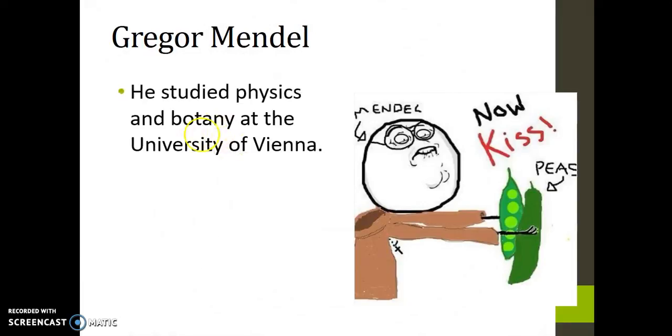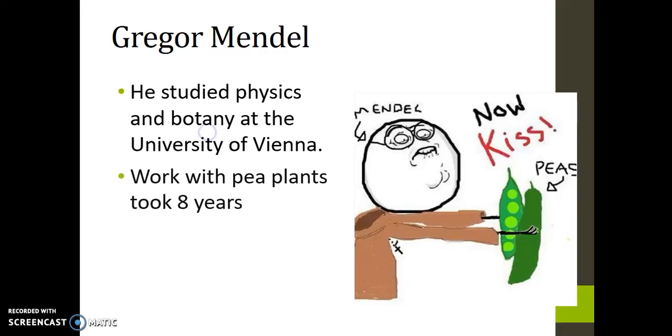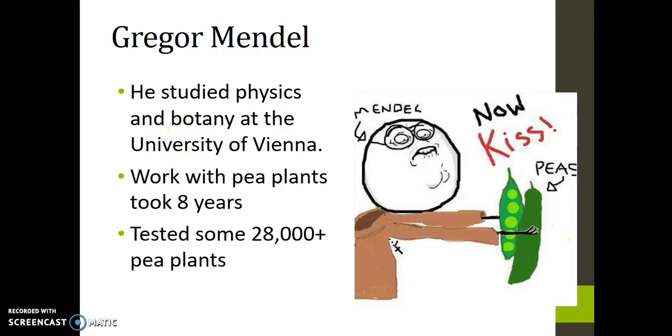So he actually studied physics and botany at the University of Vienna, and since he was a monk, he had plenty of time to garden and experiment with these pea plants. He actually worked with them for over 8 years, and in that time tested over 28,000 pea plants.